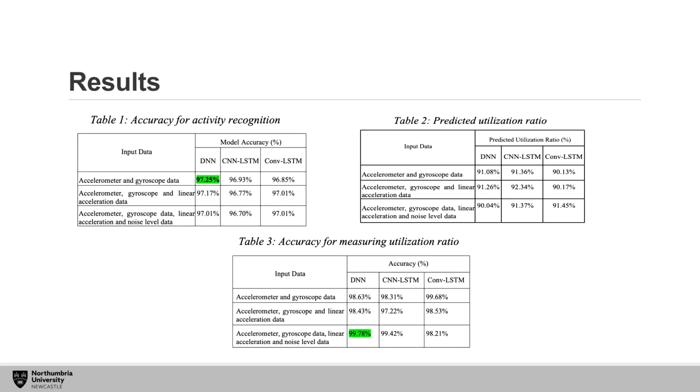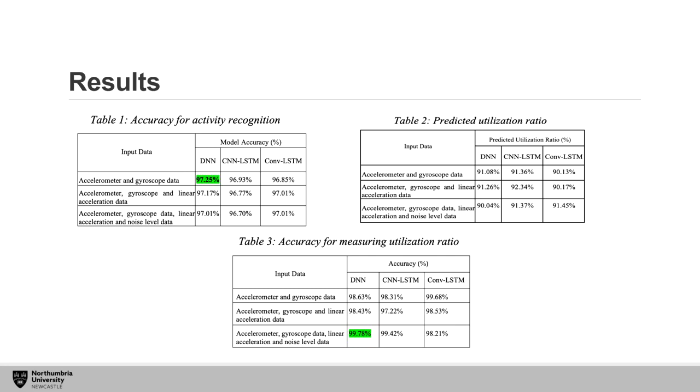Here we have a few tables. Table 1 shows the accuracy of experimented models for activity recognition. Table 2 shows the utilization ratio based on the output of the activity recognition. And accuracy of the model was calculated by comparing with the actual utilization ratio, which was around 89%, as you see in table 3. The developed model resulted in high accuracy for both activity recognition and productivity measurement.